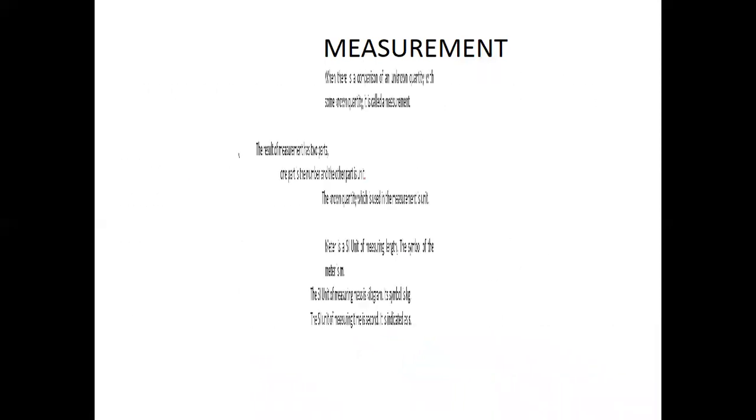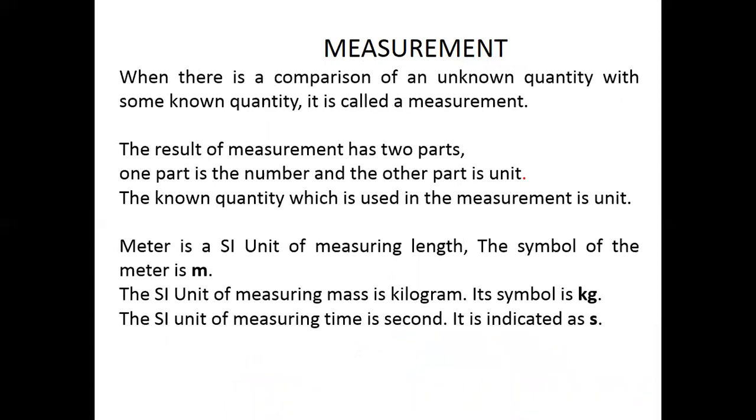Let's talk about measurement. When there is a comparison of an unknown quantity with some known quantity, it is called a measurement. The result of measurement has two parts. One part is the number and the other part is the unit. Unit means like meter, centimeter, kilometer, millimeter. The known quantity which is used in the measurement is the unit.